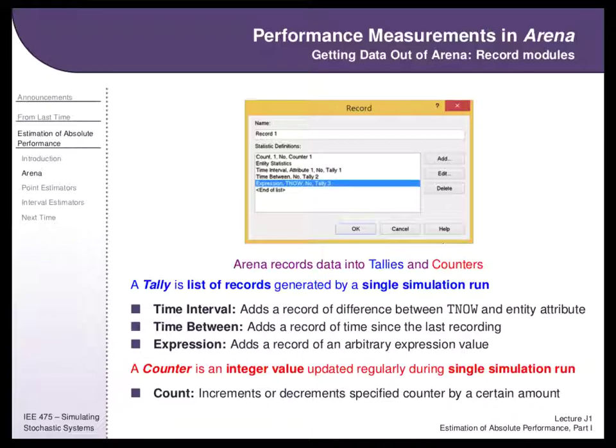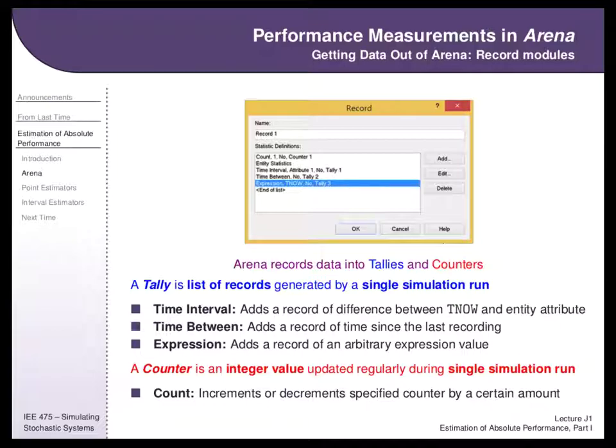If I were to zoom in on this record block, we can see that there's count, time interval, time between, and expression. They record to different types of memory inside Arena. There are two types of memory inside Arena: a tally, which is a list of records, or a counter, which is a single number that gets incremented and decremented as you wish. In the case of tallies, like time interval, whenever that entity goes in, it will calculate the difference between the current time and some attribute that's been stamped on the entity. Like, when did it enter the system? When did it enter a part of the system? This time interval will subtract how long it's been since that spot, and it will add it to the tally that you specify. So you get a list of these differences that you can then analyze later.